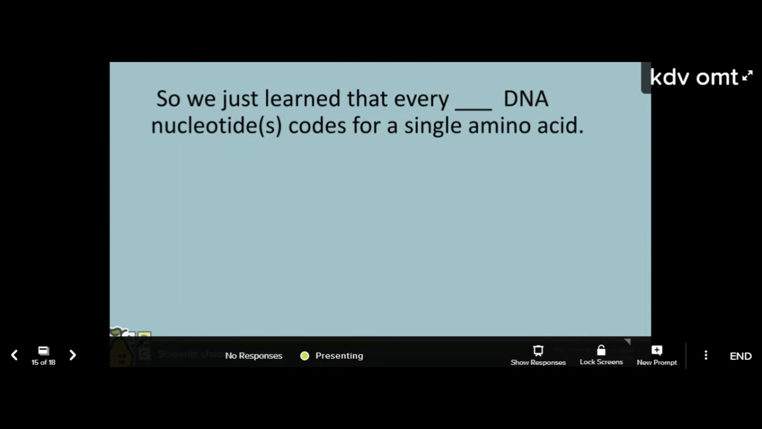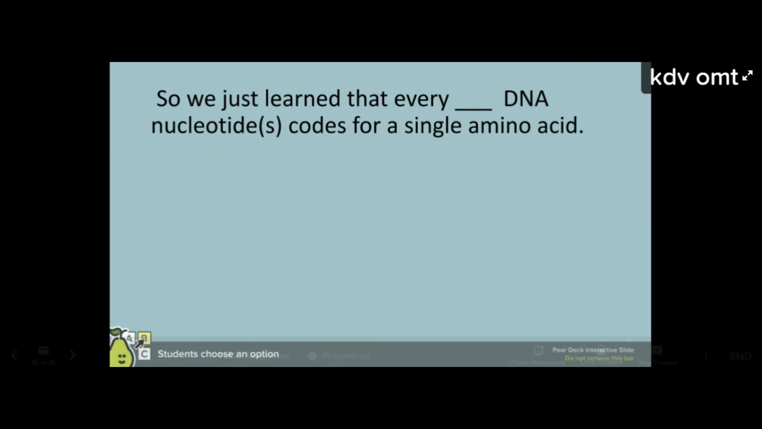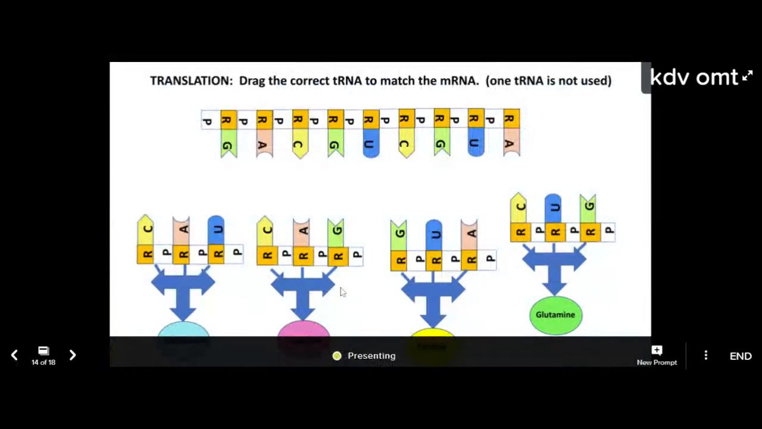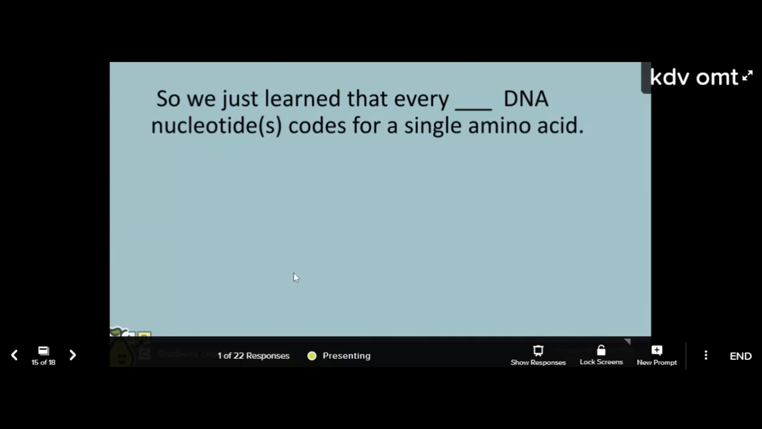So we just learned that blank DNA nucleotides code for a single amino acid. Thinking back to that picture, look back here real quick. I'll go back a second. How many code for an amino acid? Look at that. How many of these code for amino acids? That's what it's asking.